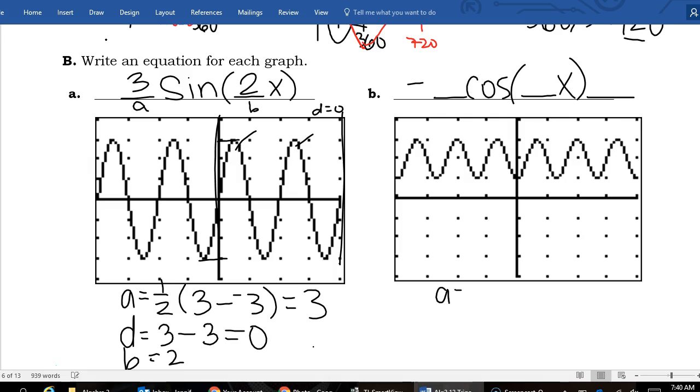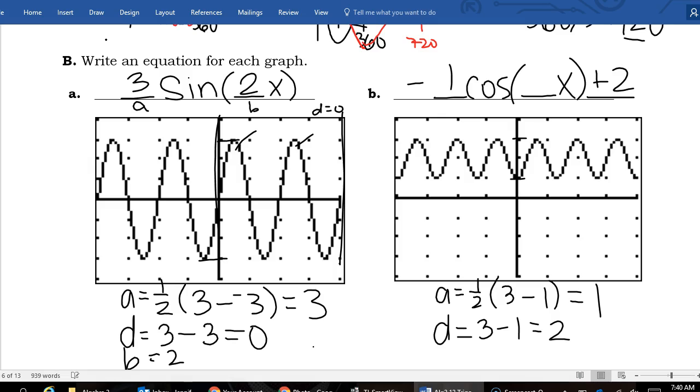So amplitude is half of the max minus the min, half of 3 minus 1. Half of 2 is 1, so I can put in the 1, or I can just leave it off. Invisible 1 doesn't need to be there, so it's right with it and right without it. Next is my vertical shift, which is my maximum point minus my amplitude. I have a +2 at the back, and I'm going to check that. If I draw a line at 2, it definitely cuts my graph right in half.